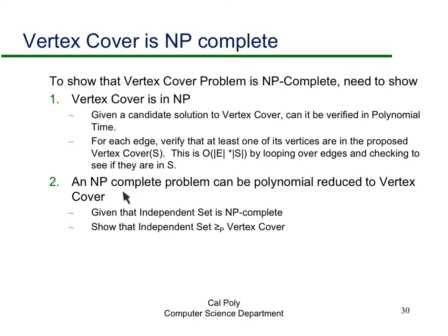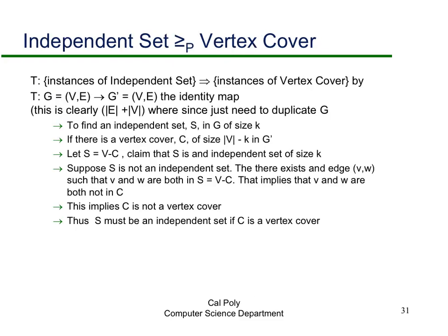All right, so now the hard part is going to be, let's reduce an NP complete problem to vertex cover. We're going to use independent set, and you're going to see that this one's pretty easy. We're going to show that independent set can be polynomially reduced to vertex cover. So here we go. Our mapping is going to be: take an instance of independent set, create an instance of vertex cover.